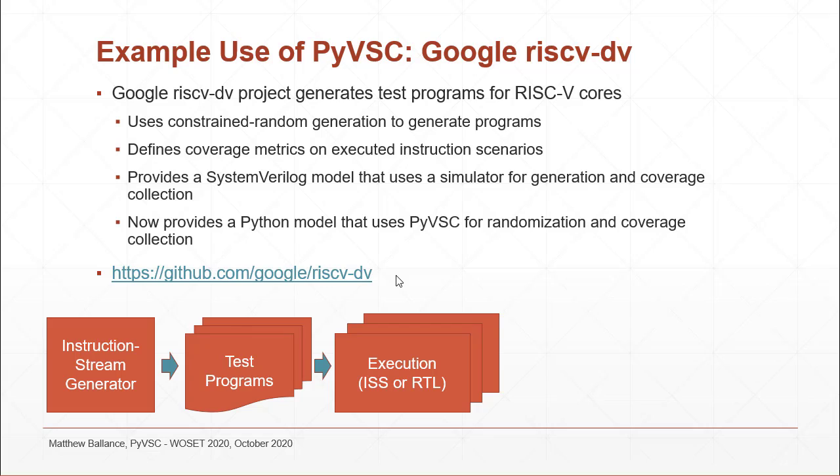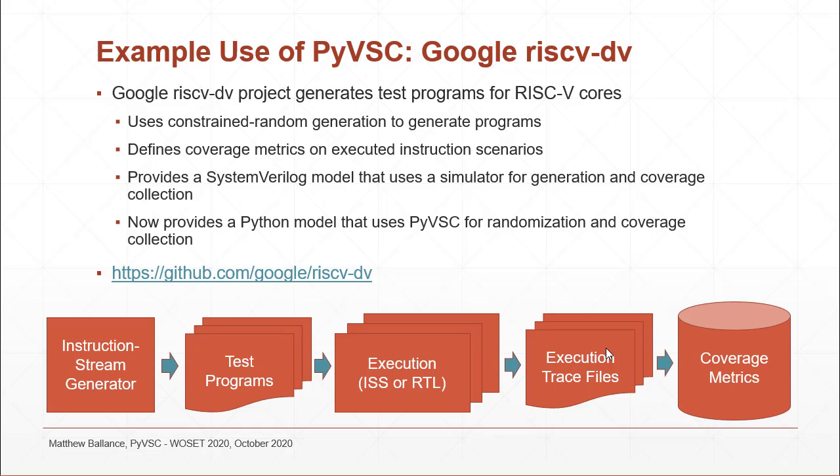These programs run either through an instruction set simulator or through simulation on an RTL model, and they produce a set of execution trace files that are then sampled by the functional coverage model. So what we're really looking for here is specific instructions being executed, specific register states occurring due to the execution of those instructions. And so finally, at the end, we get a set of coverage metrics on what happened when the random test programs that we generated executed against a model of a RISC-V processor.